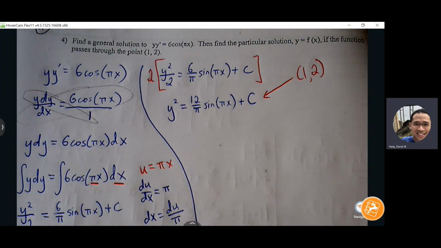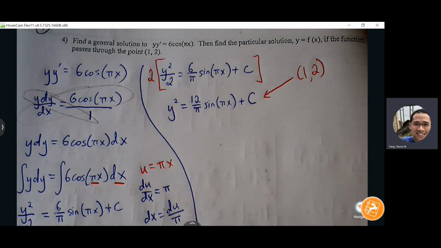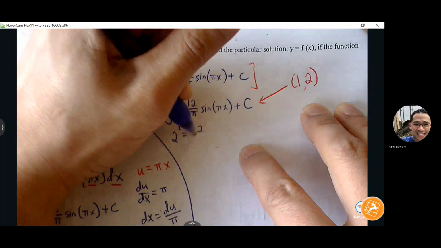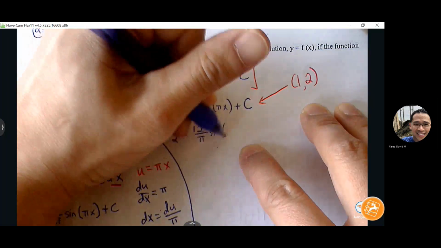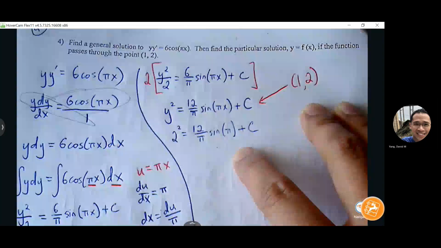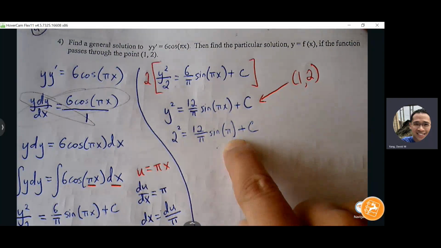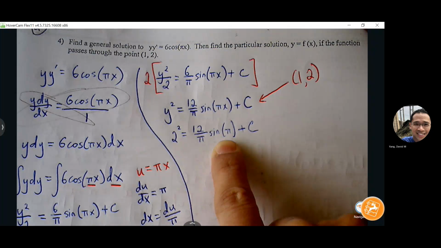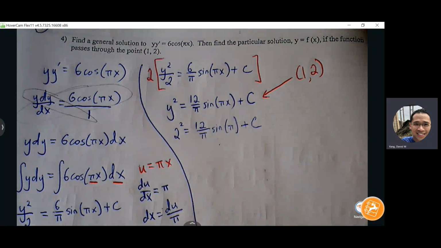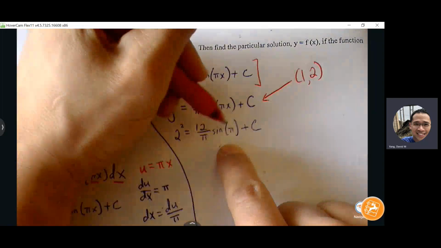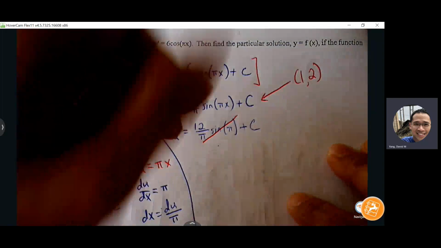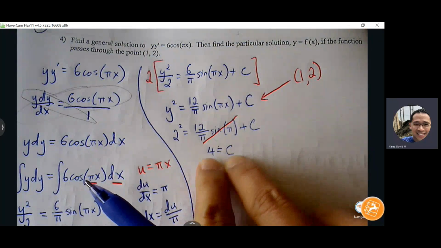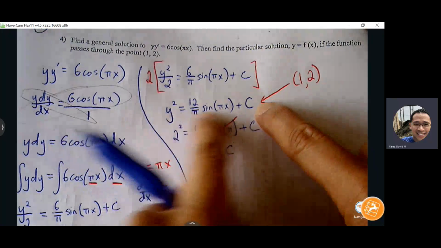So 1 goes in for x, 2 goes in for y, and I'm just trying to solve for c. Pi times 1 is just pi. What's sine of pi? Yep, 0, right? So 12 over pi times 0 is just 0. That makes it easy. C is just equal to what? So I'm going to take that 4 and put it in where I started making my substitutions.